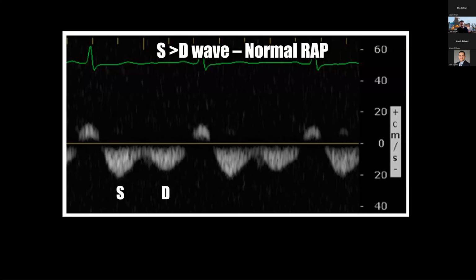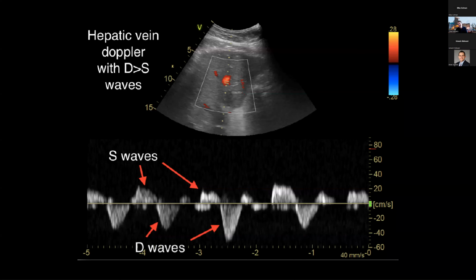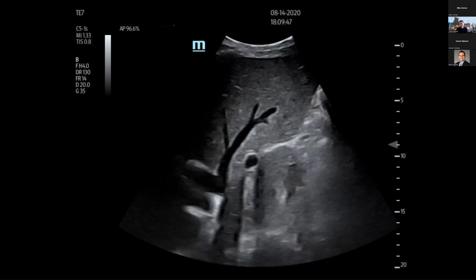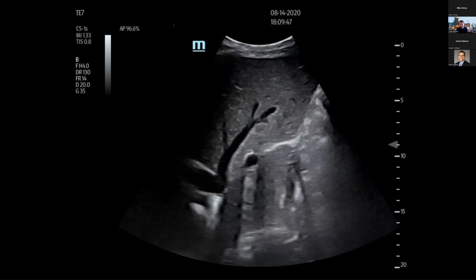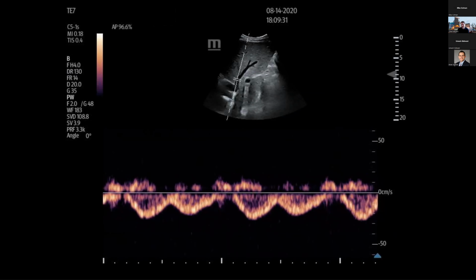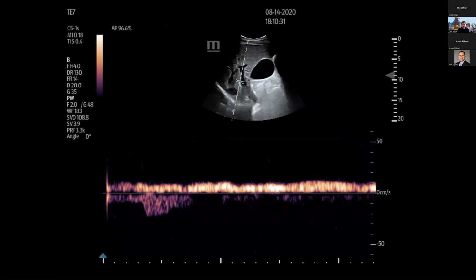So some examples here. This is a normal relationship between your S and D wave. And here's where we see actually a reversal of our S wave. It's a patient of mine. Start with a view of the hepatic vein. You can see it as it connects with the IVC. Put our pulse wave Doppler on, and we see this normal relationship between our S and D waves.